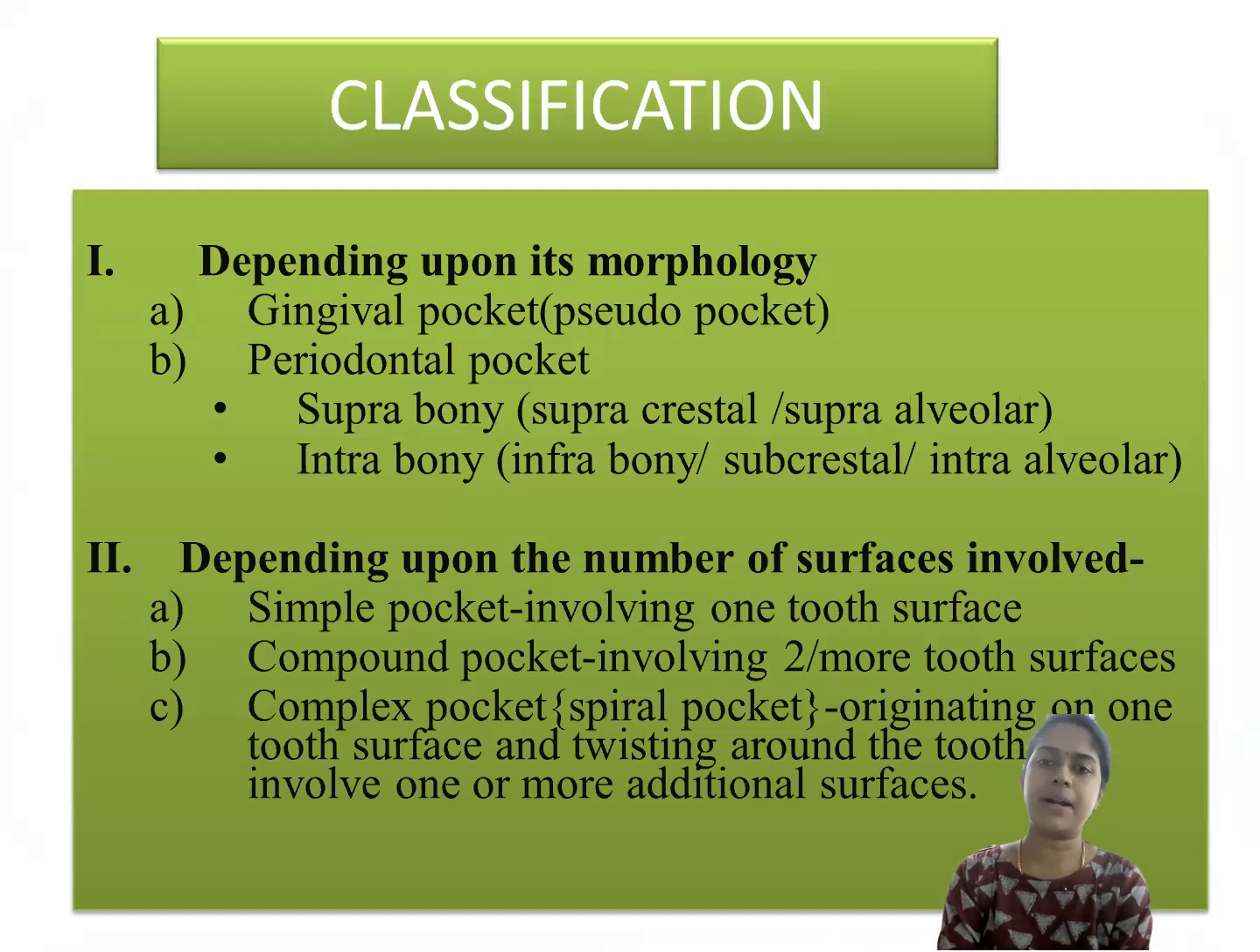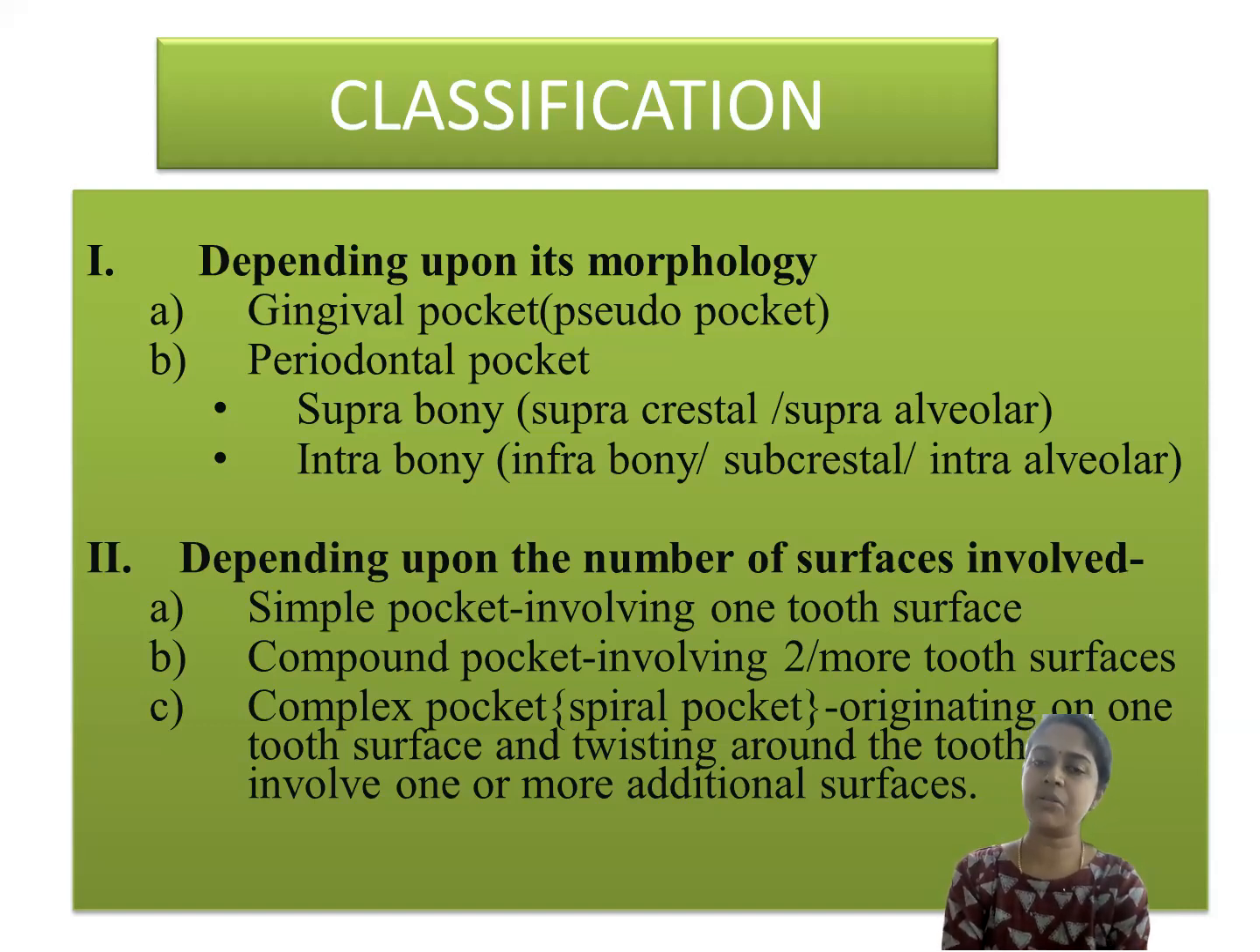So how do you classify periodontal pockets? You have different classifications for this. The first one is based on the morphology. It can be either a gingival pocket or a periodontal pocket. A gingival pocket is called a pseudo pocket because it is purely formed by the overgrowth of gingival tissues and there is no destruction of the underlying periodontal structures. But a periodontal pocket is a true pocket where there is damage or destruction to the underlying periodontal structures.